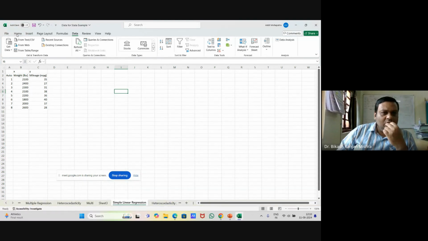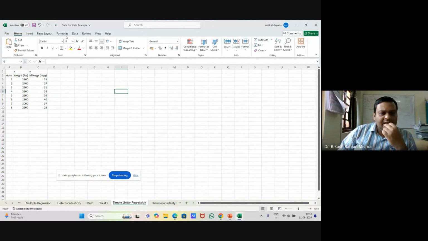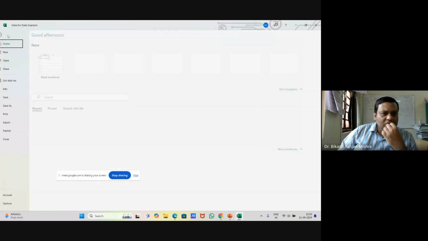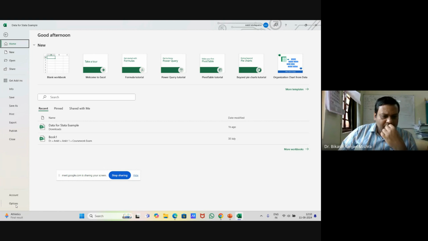So in the home button, you have to first check, go to the data section. In the data section, there will be a data analysis component visible. If it is not visible, we have to first install it. Let me give you 1 minute extra time for that.